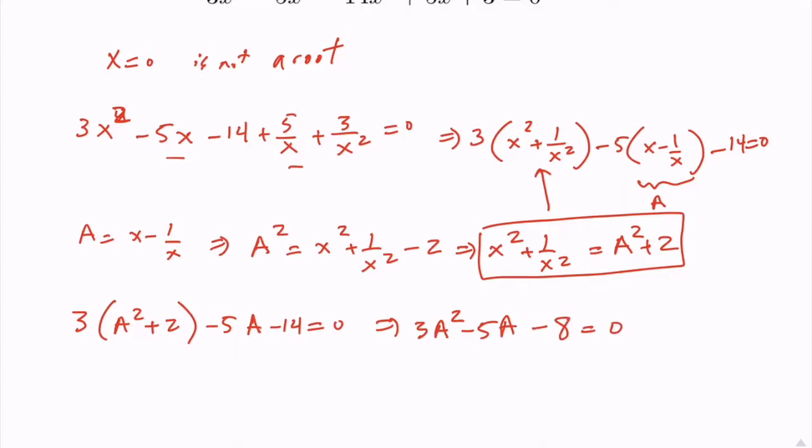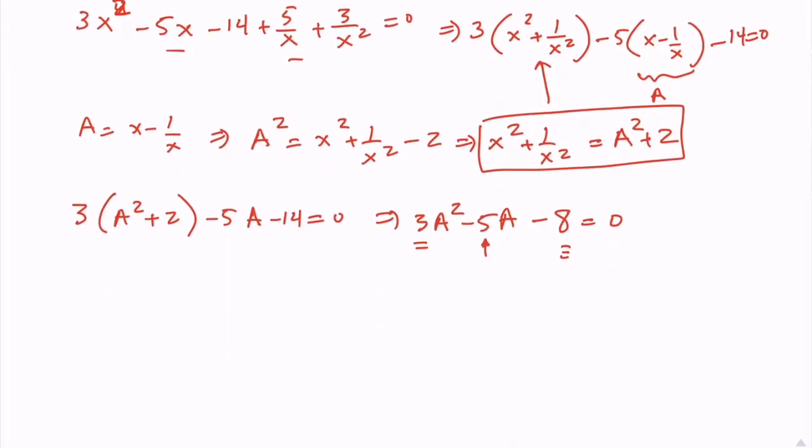Now in this equation, the sum of this coefficient and this coefficient is equal to this coefficient. So a will be either minus 1 or 8 over 3.